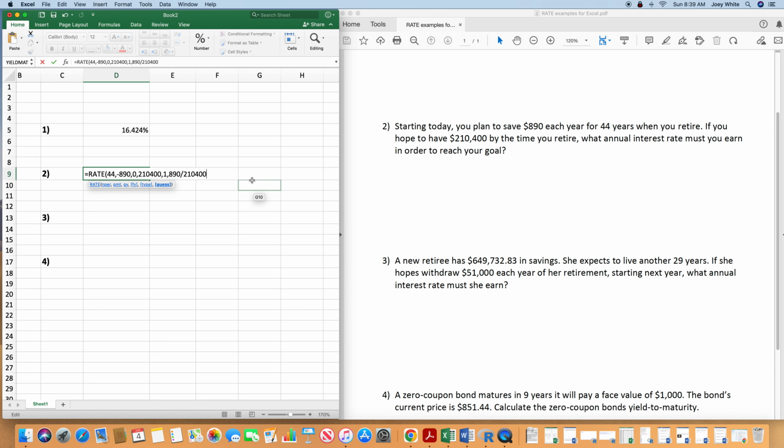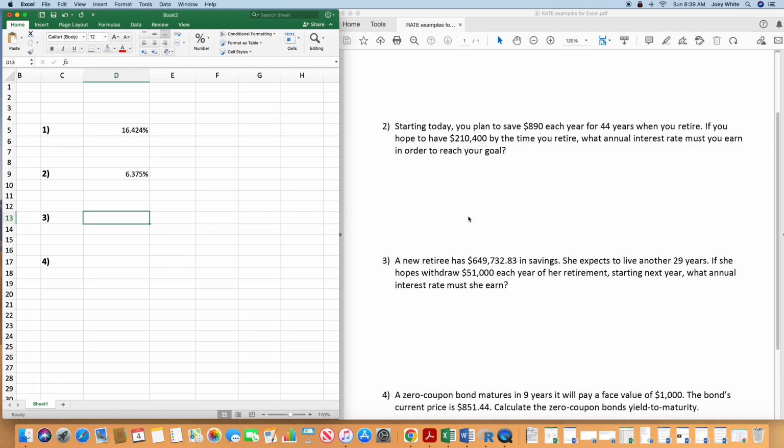And then we'll close parentheses, press enter, and we can see that we're going to need to earn a 6.375% interest rate in order to reach this goal within 44 years. That's a lot more reasonable than 16.424%, right?